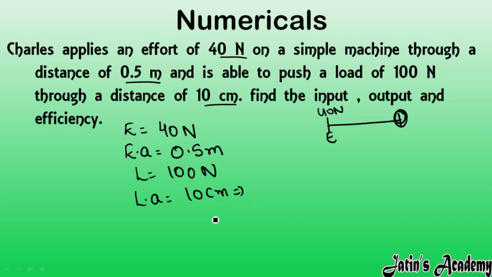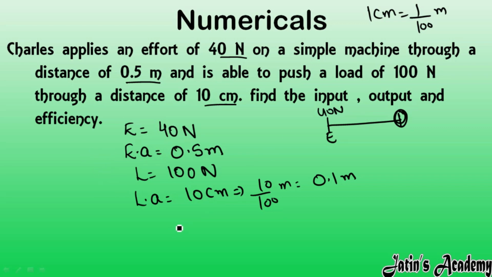Firstly, convert this 10 centimeter into meter. Why? Because you can see carefully that effort is in Newton and effort arm is in meter. So here also it should be the same, that is load in Newton and load arm in meter. So convert into meter. As we know, in 1 centimeter, 1 by 100 meters are there. So 10 by 100 meter is 0.1 meter. So we have to calculate the input, output and efficiency of Charles.